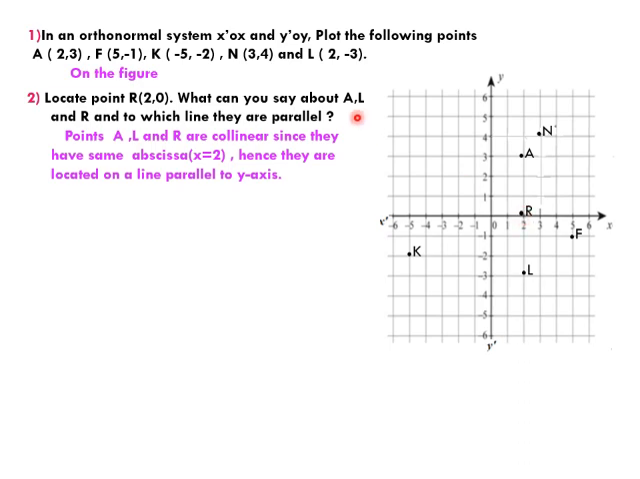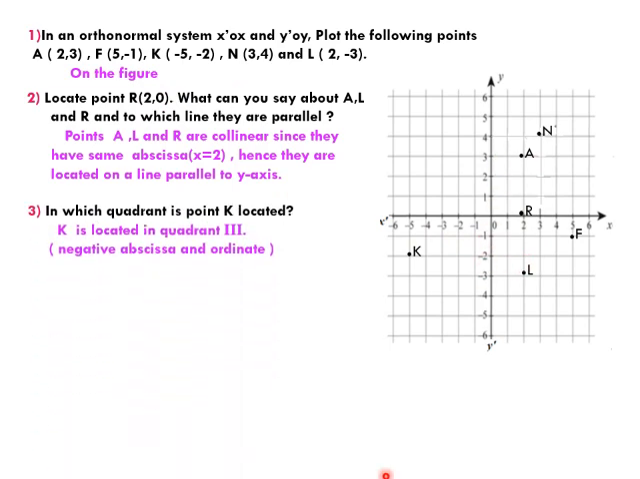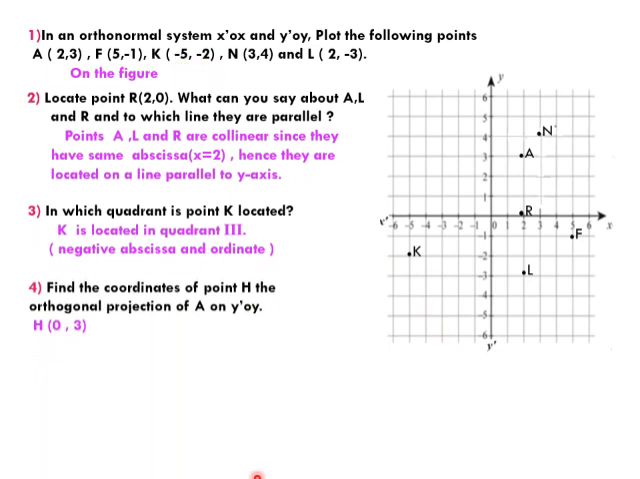What can you say about A, L, and R, and to which line are they parallel? Points A, R, and L are collinear since they have the same abscissa. Look here: the abscissa of A is 2, the abscissa of L is 2, and the abscissa of R in the same way is 2. Hence, they are located on a line parallel to the y-axis. Number 3. In which quadrant is point K located? K is located in quadrant 3, since both the abscissa and the ordinate are negative.